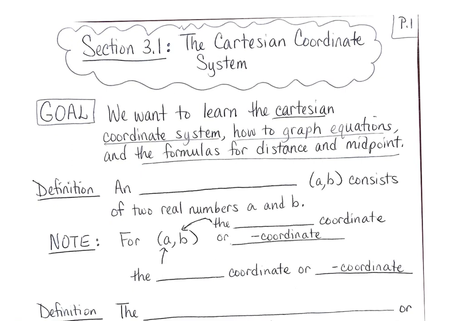So section 3.1 is the Cartesian coordinate system. We want to learn the Cartesian coordinate system, how to graph equations, and the formulas for distance and midpoint. Okay, so let's start out with the definition, which we already talked about in our review, but just for the sake of this, an ordered pair, which you call a point, but for this definition, it's an ordered pair.